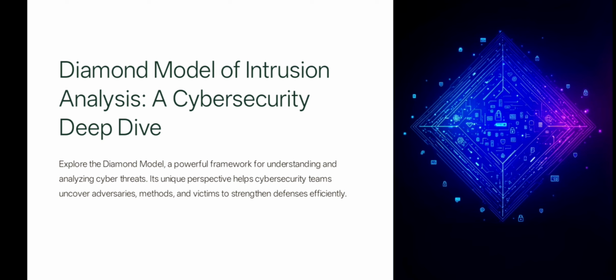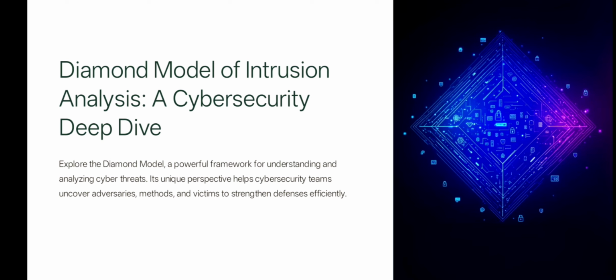4. The four core features explained. 4.1 Adversary. The adversary is the actor or group initiating the intrusion. This can range from individual hackers to nation-state advanced persistent threats, APTs. Attributes of adversaries may include tactics, techniques, and procedures, TTPs. Known motivations, e.g., espionage, financial gain, sabotage. Behavioral patterns. Attribution data such as aliases, tools, and historical activity. Adversary tracking is key to understanding long-term threat patterns and developing proactive defenses.